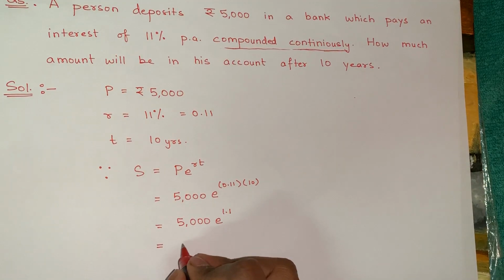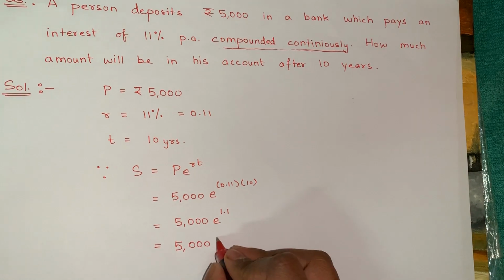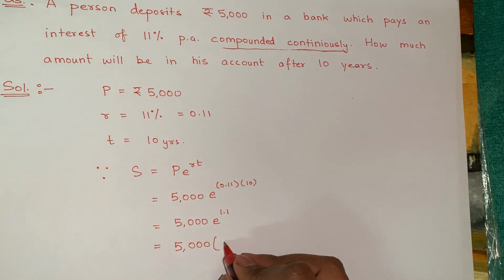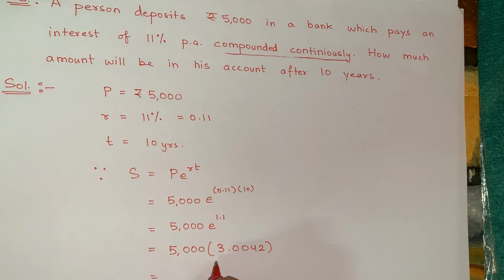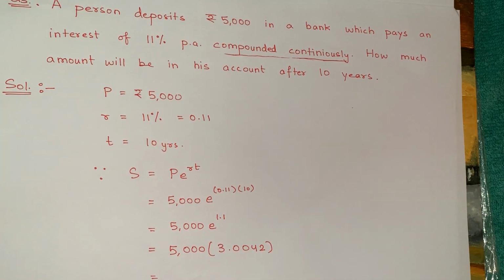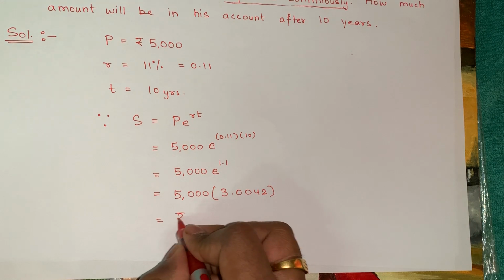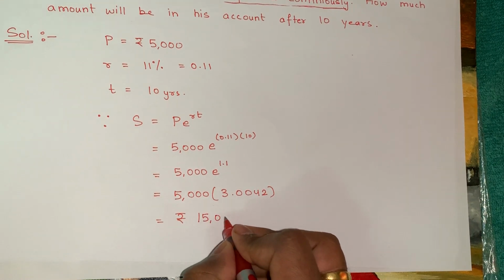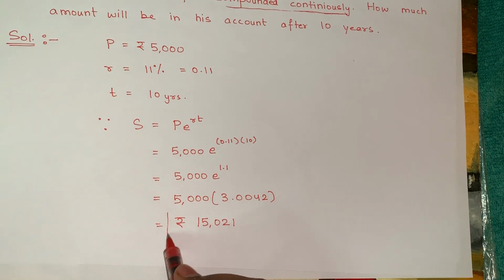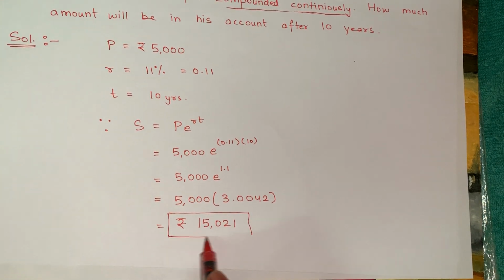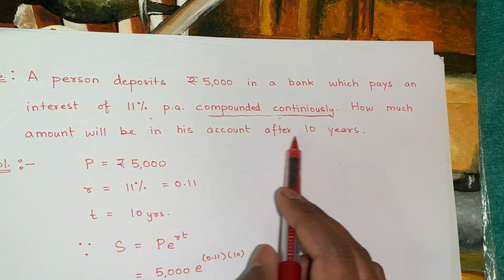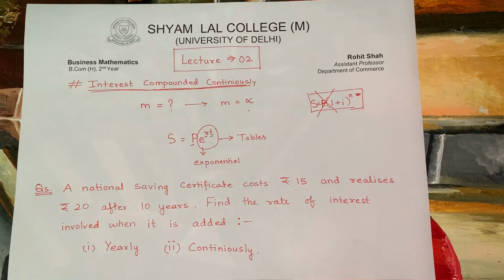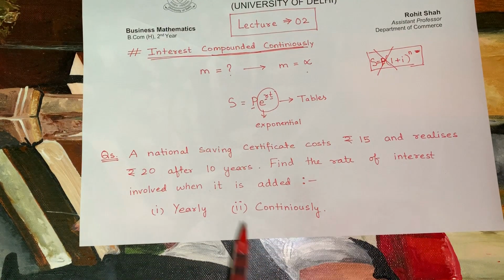So it becomes 5,000 into 3.0042. Multiplying, we get rupees 15,021. Hence the amount will be rupees 15,021 if 5,000 is compounded continuously at the rate of 11% per annum for 10 years. Now we will do one more question of this topic and then we will wind up this topic.